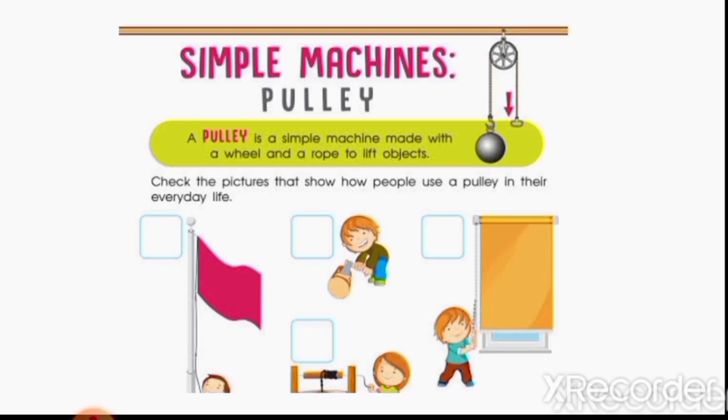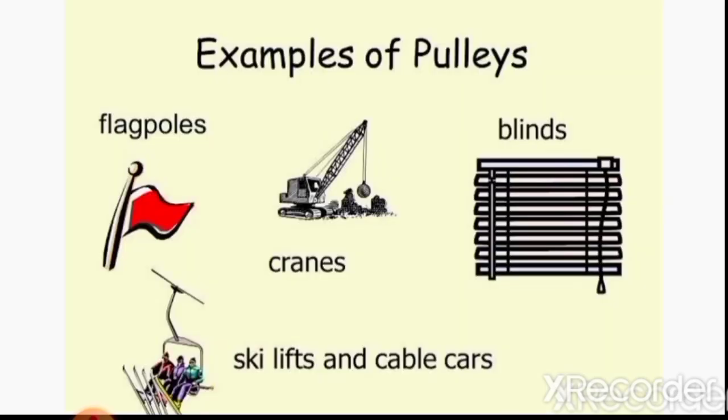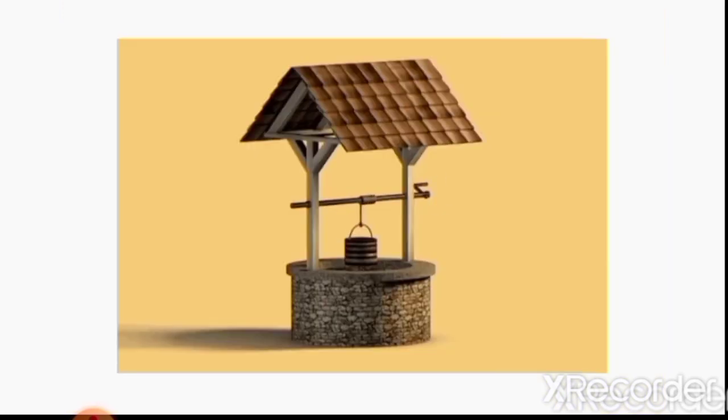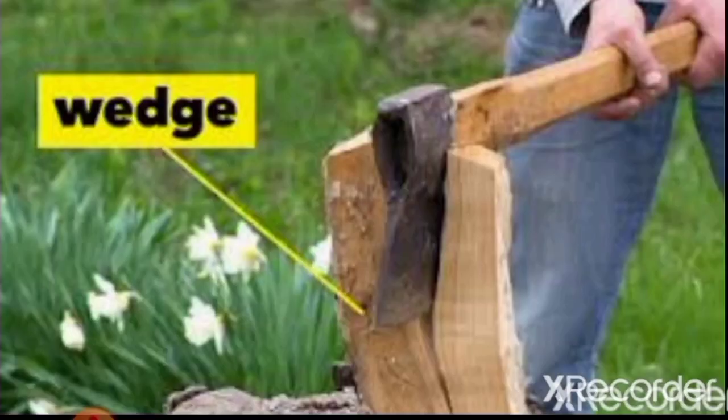So the next is pulley. A pulley is a simple machine that is made up of a wheel and a rope used to lift up objects. Examples are flagpoles, cranes, window blinds, cable cars, and so many others. So a practical, real life example is when you are getting water from the well. This has been used in getting water from the well.